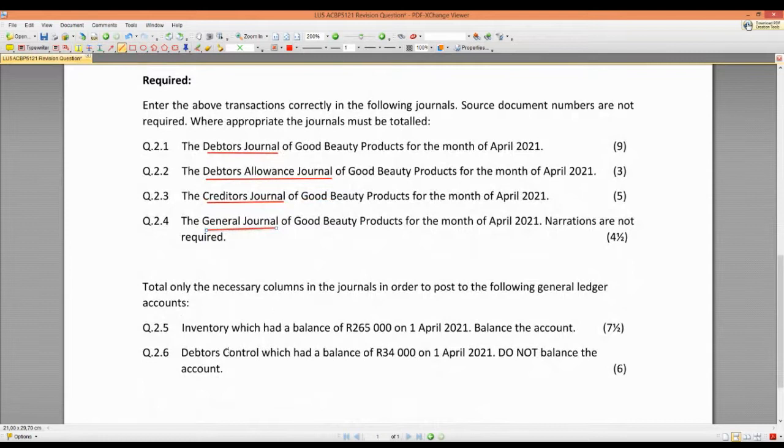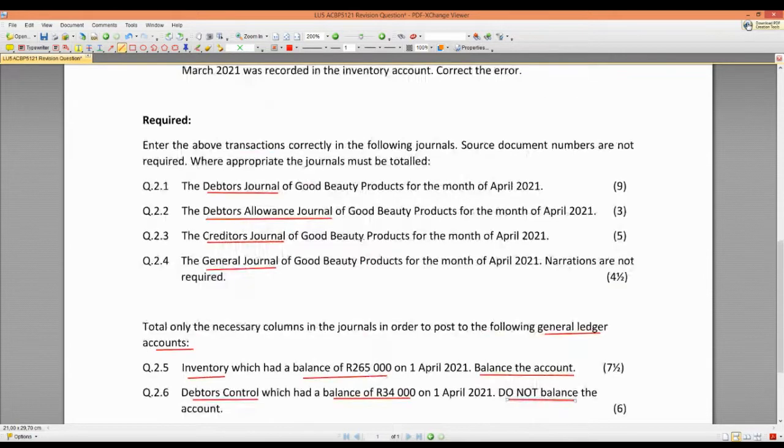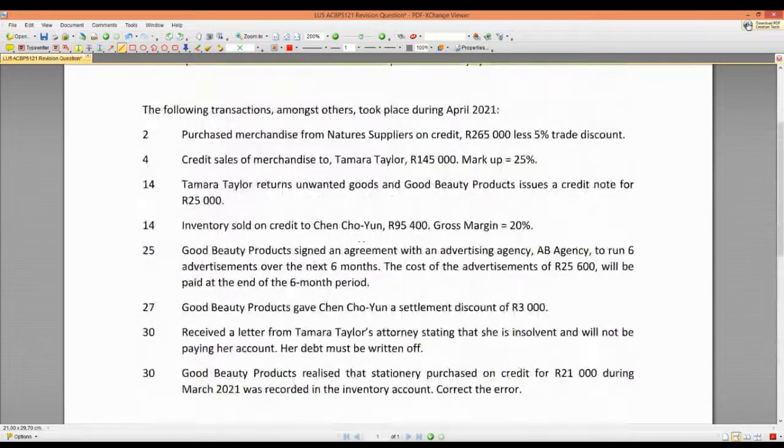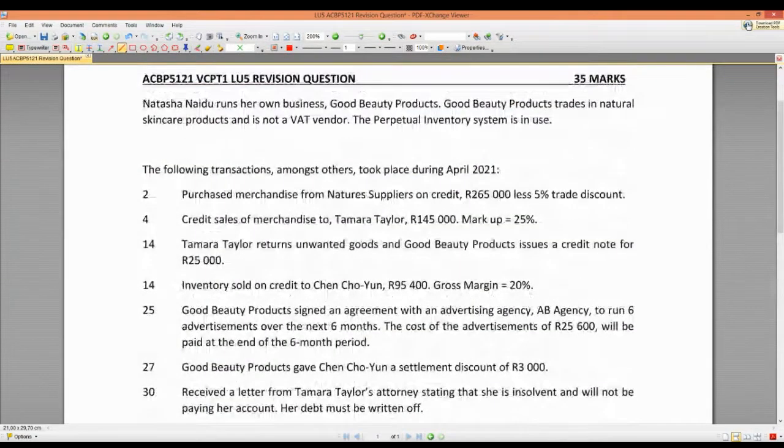And then they want us to do the general ledger accounts. They tell you inventory has a balance of 265 and you have to balance the account, and debtors control has a balance of 34,000. You do not have to balance the account. Okay, so that means we need to do 4 journals and we have to do 2 general ledger accounts. Let's go through the information and then we'll go capture this.